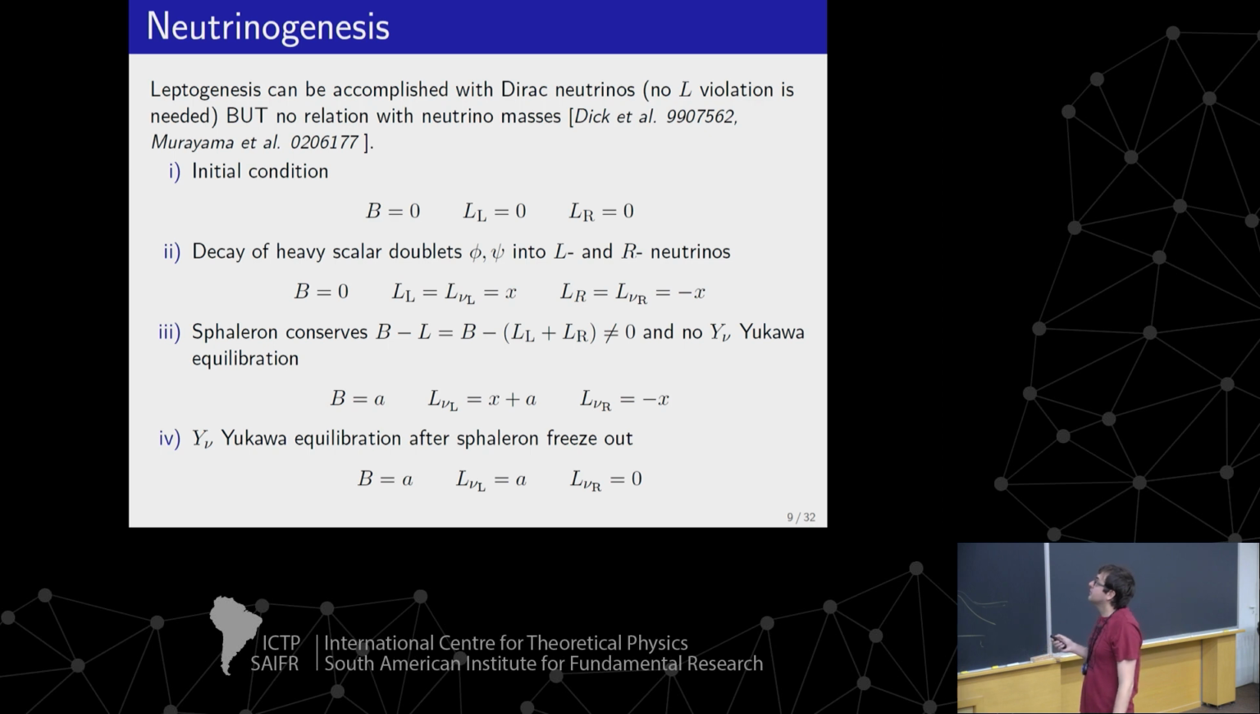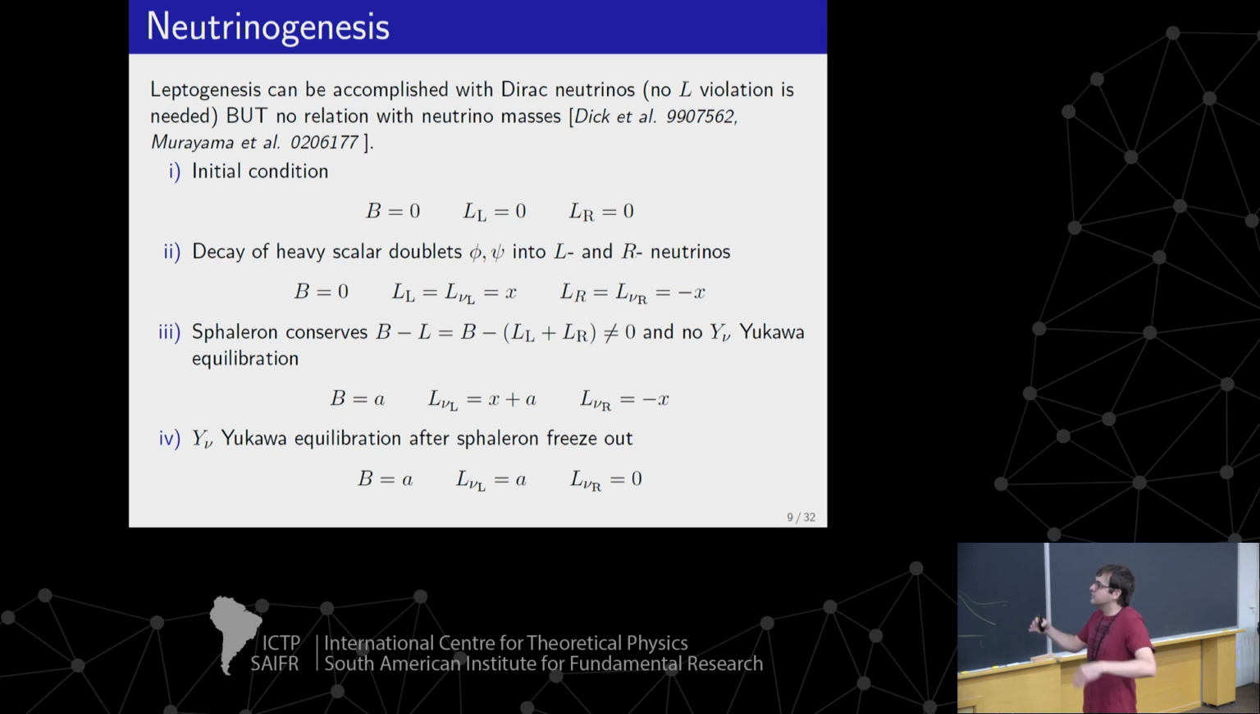And then the sphaleron conserves B minus L, and you have a coupling of the left and right with X so small that you cannot equilibrate this process. So the sphaleron does its job and generates some small asymmetry in B, and the same quantity here so that B minus L is conserved. I should have written B minus L left, so it's a typo, sorry. And then this is untouched by the sphaleron.